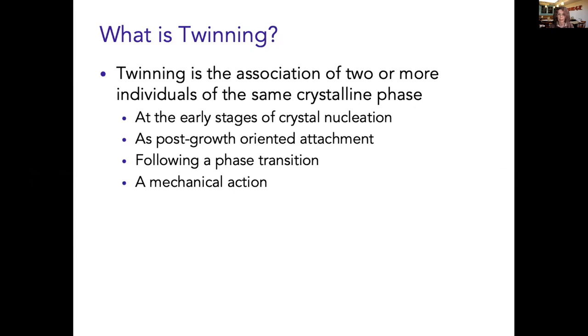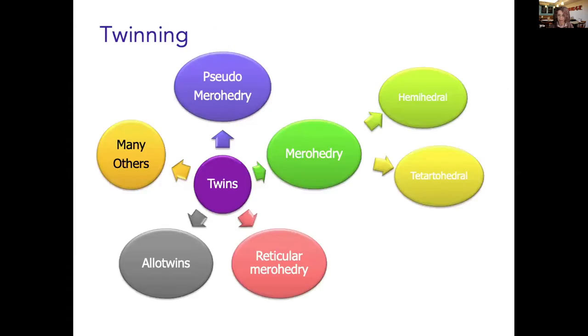So what's twinning? Twinning is the association of two or more individuals of the same crystalline phase. And how does it come about? Well, it can just come about as part of this chemical reaction that gives you the crystal growth. It can occur during the nucleation phase. It can also happen when crystals grow into each other, following a phase transition, for example, with changes in heat or salt in the crystalline conditions, or when you touch it when you try to mount it for data collection.